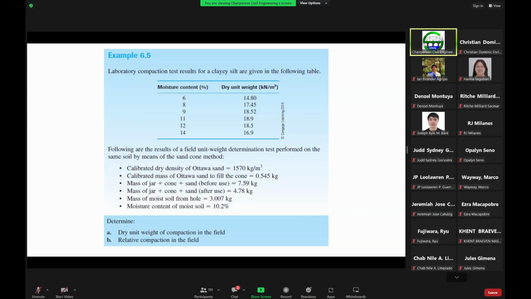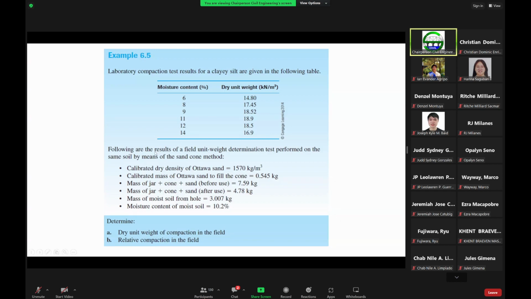Okay. So we have here another example wherein we have the laboratory compaction test results for a clay silt, which are given here. Again, this is just found in your book, this problem. This is done in the lab, assuming we already know how to do this from the previous example, wherein you have the moisture content and the dry unit weight as derived in the lab.